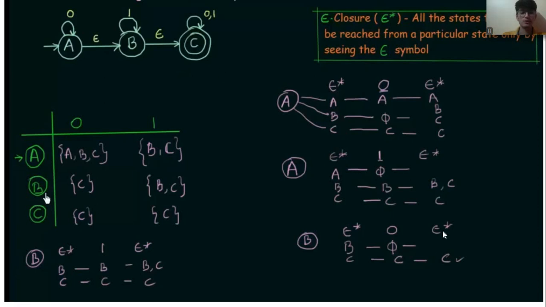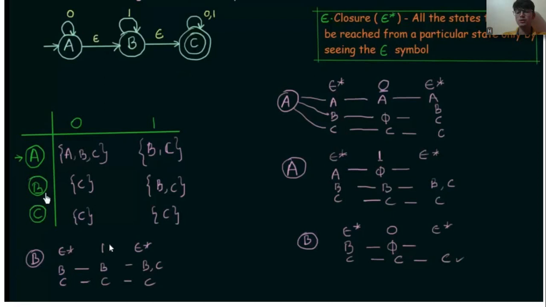And we know that we cannot apply epsilon closure to this phi, which is the empty set. So we are going to apply the epsilon closure to C. On applying epsilon closure to C, C goes to C itself. So we are going to write C here. Then the same thing we will apply for B. On applying epsilon closure, we know that we will get B and C.